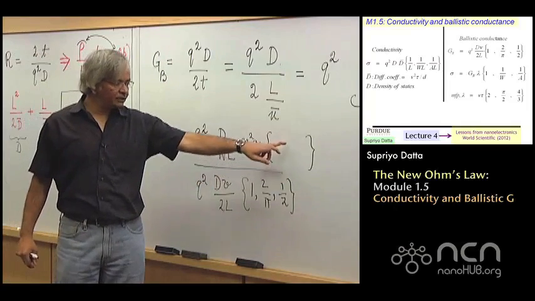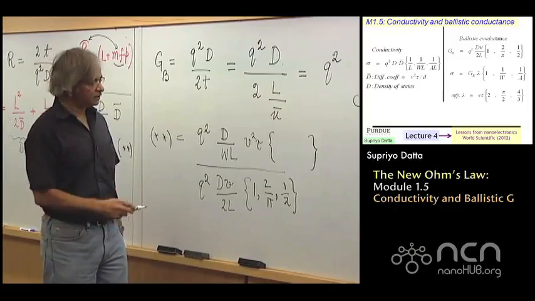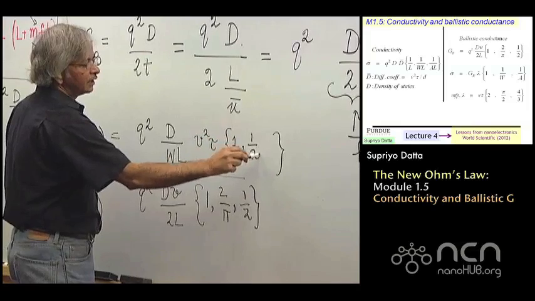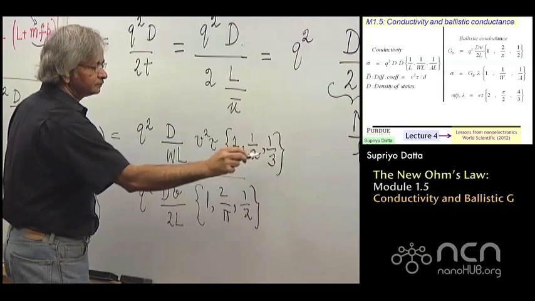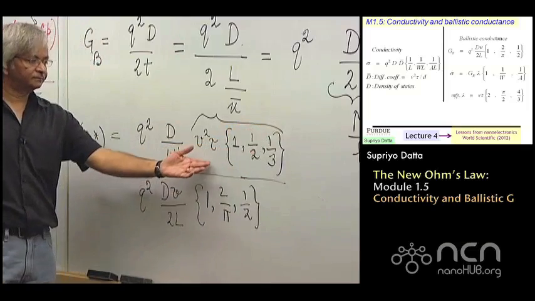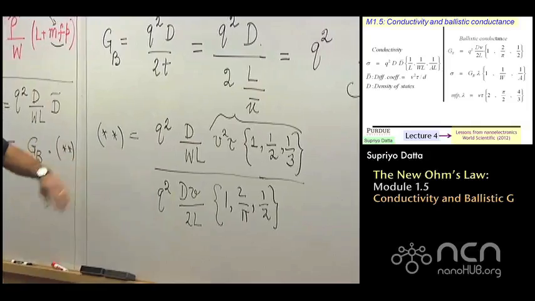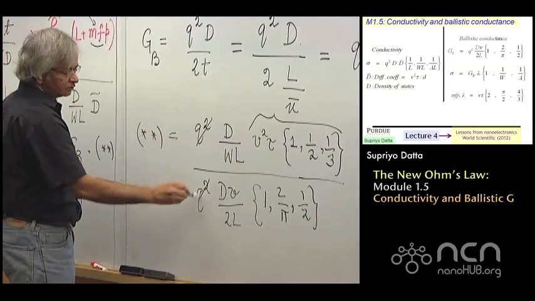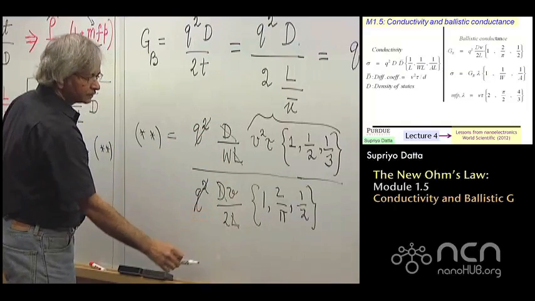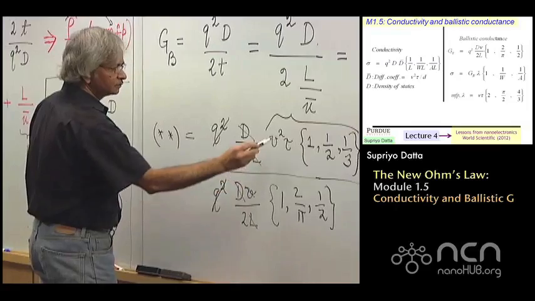And here actually, the coefficients are very simple. It's just 1 divided by the number of dimensions. So in 1 dimension, it's 1. In 2 dimensions, it's a half. And in 3 dimensions, it's 1/3. So what I've written here then is the diffusion coefficient. Now what you can see is the Q squared cancels out, density of states cancels out, L cancels out, and one of the V's will cancel out.